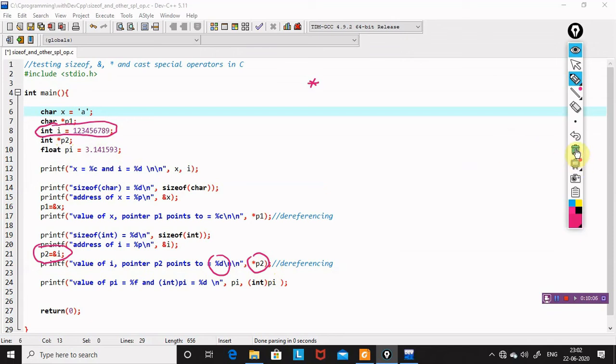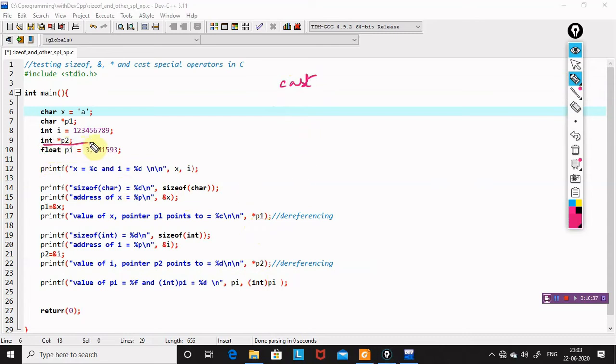So this is how the dereferencing operator associated with pointers can be made use of to obtain the values of the variables they are pointing to. So finally, we are left with the last special operator, which is the cast operator. Now this is a very simple operator.